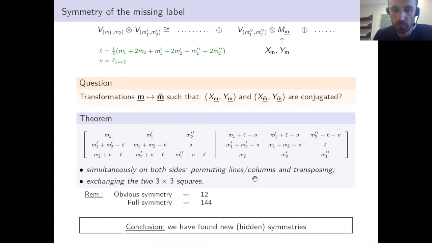I have to tell you that there are obvious symmetries of the problem of the missing label. For example, you can exchange these two representations. This will be an obvious symmetry. So the obvious symmetries are 12. Okay. And so how many do we have? We have much more, actually. We have 144. So the full symmetry of the missing label is bigger than that. And we can conclude that we have found new, as far as we know, new symmetry of the missing label for SU3.